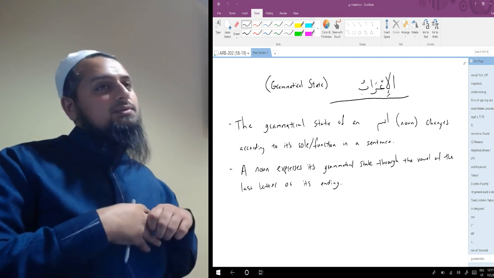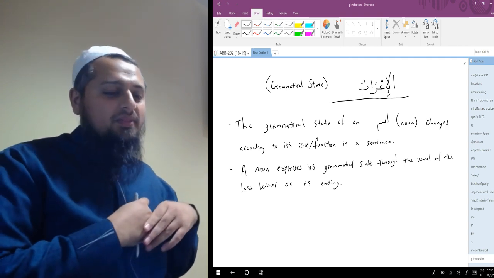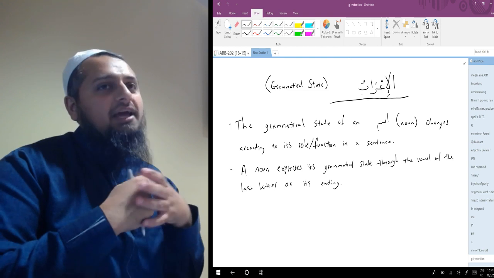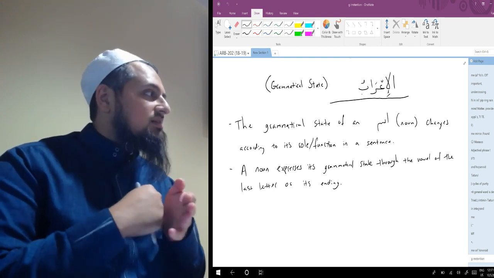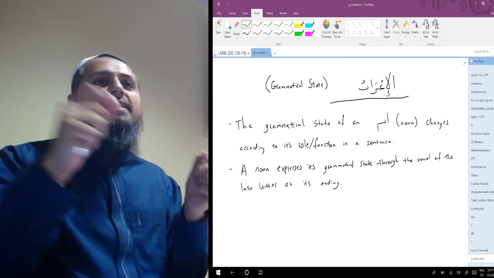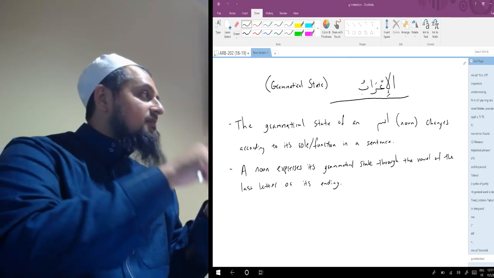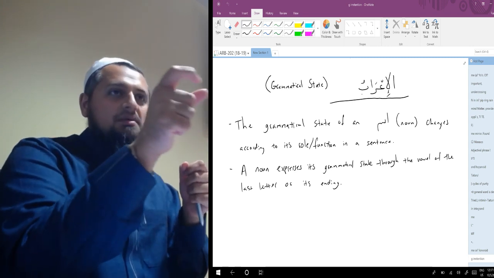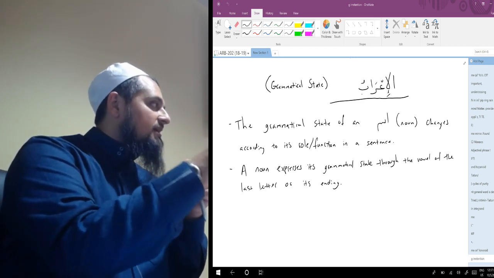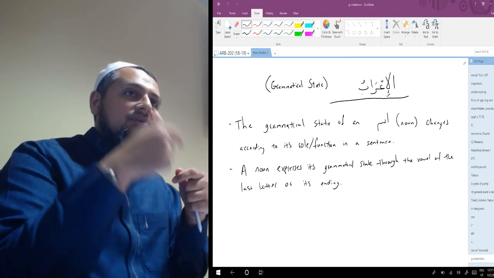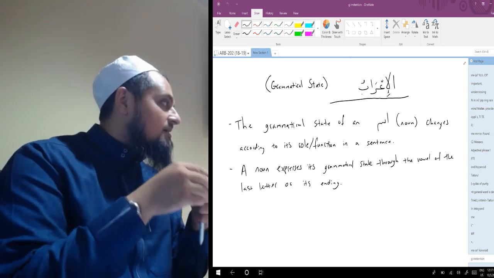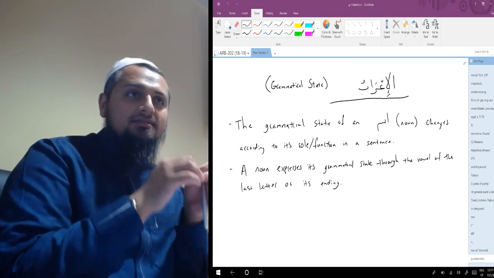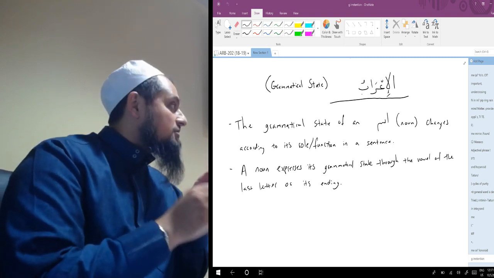So essentially what this topic is, is that the grammatical state of a noun will change depending upon its role or function within a sentence. If I am constructing a sentence, obviously my sentence is going to have an ism, it will have a fa'il, it can have a harf. But depending upon where I put the ism, what role or function the ism plays in that sentence, it is going to experience a different grammatical state. Sometimes the ism will be in the state of rafa', sometimes in the state of nasab, sometimes in the state of jar.